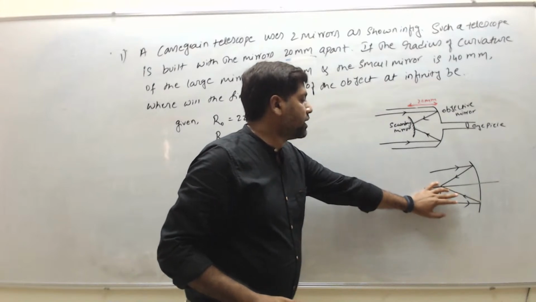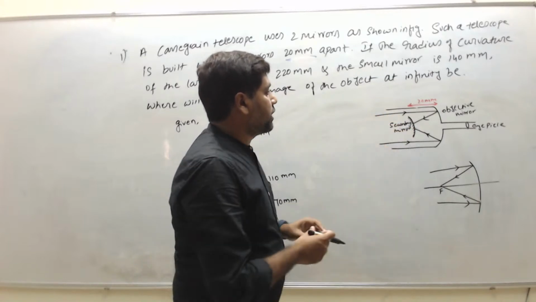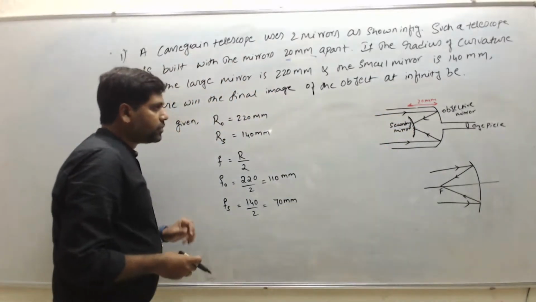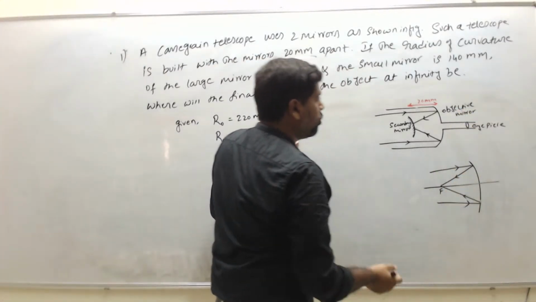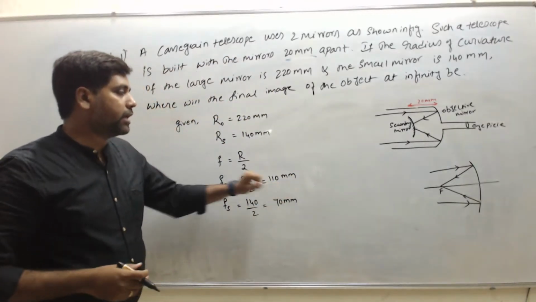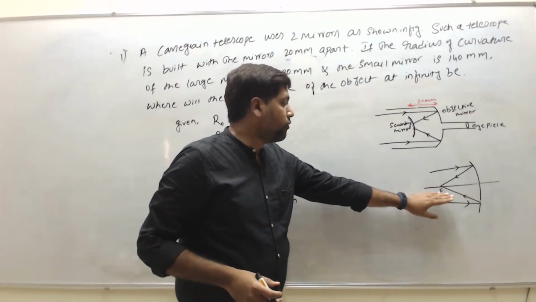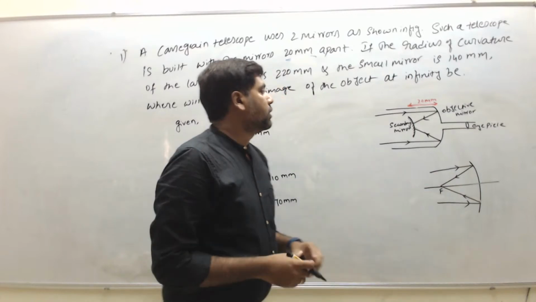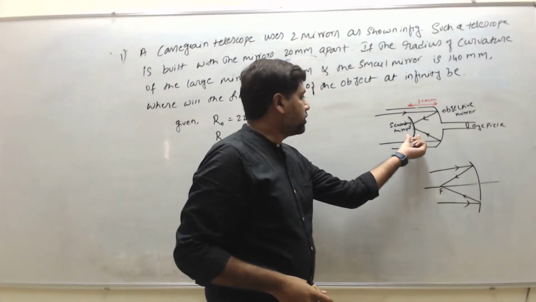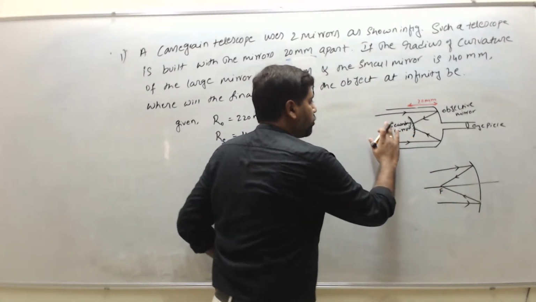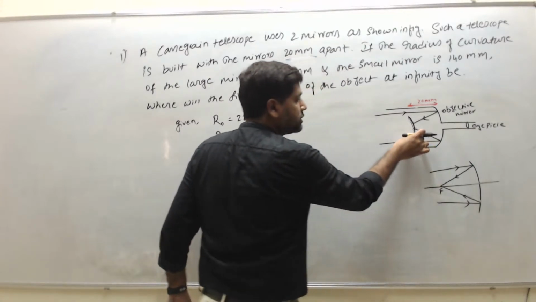So this image acts as the virtual object for this secondary mirror. That is for the secondary mirror. Then the focal distance of this objective mirror we have is 110 millimeter. That is, the image is formed at the focus, that is at 110 millimeter. Next, this one behaves as the virtual object for this secondary mirror. That is, we have to find out the distance u from this secondary mirror.